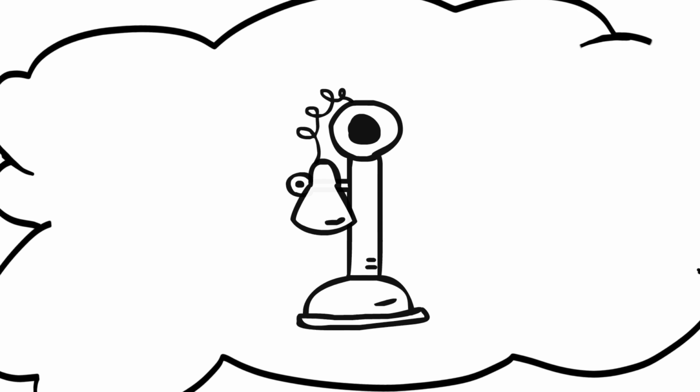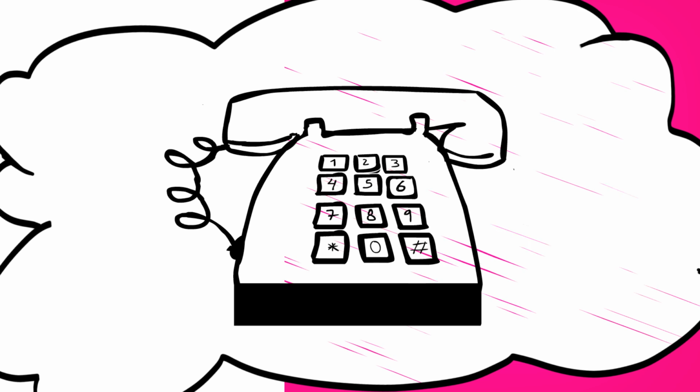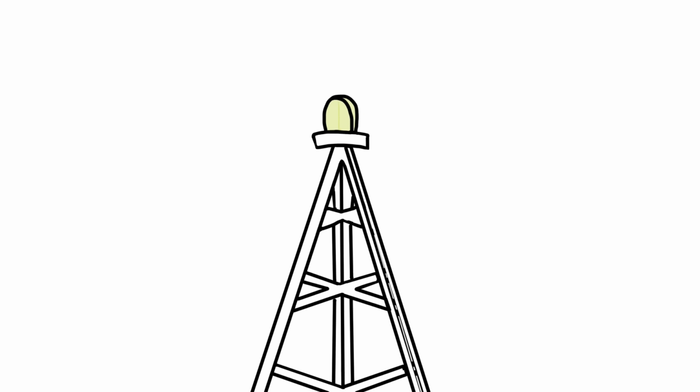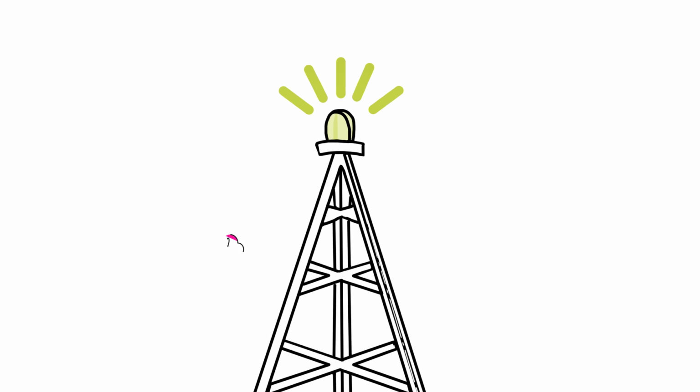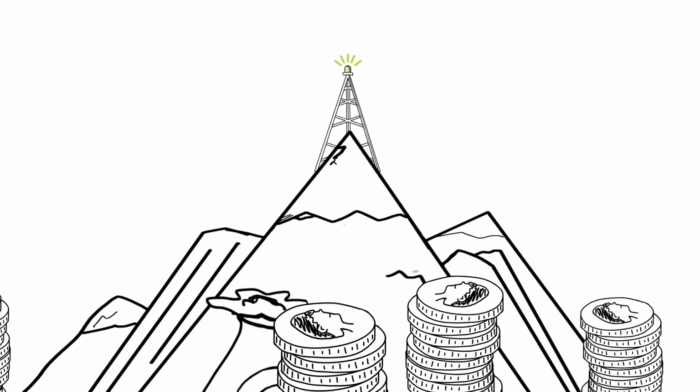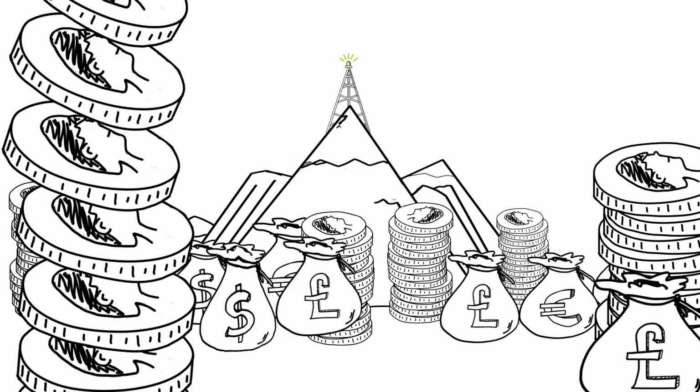CloudCall Click works with any phone line, so you don't need to worry about installing a new phone system. And it even works with mobiles. A software company as well as a telecoms provider, with UK call rates of 2 pence per minute to mobiles and 0.75 pence for UK landlines. CloudCall's wholesale call rates will save you money.